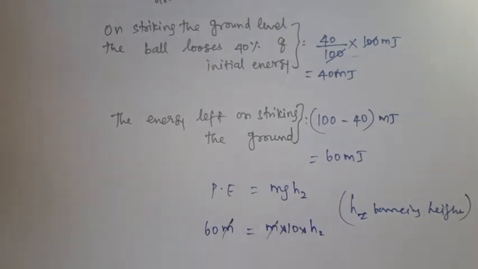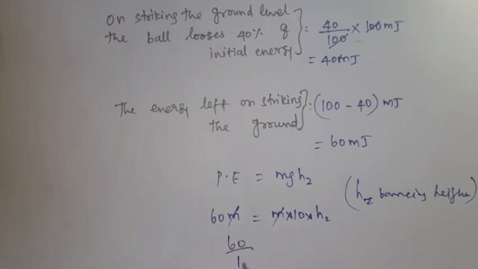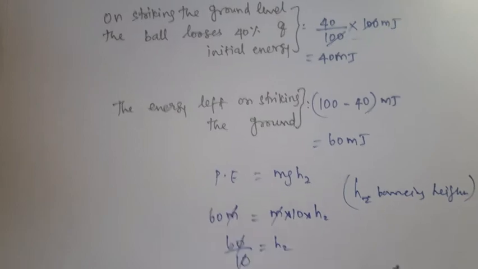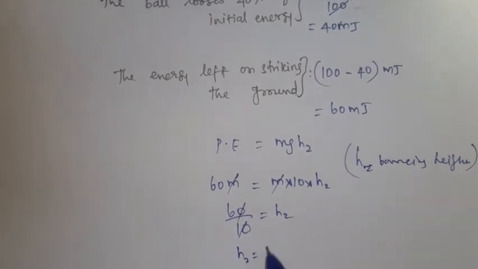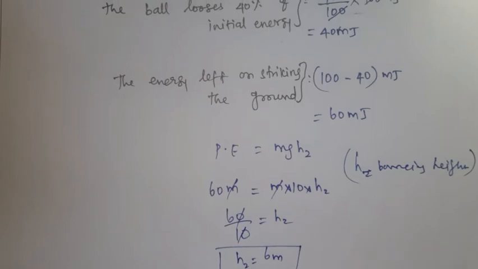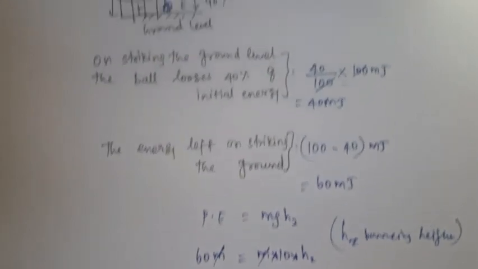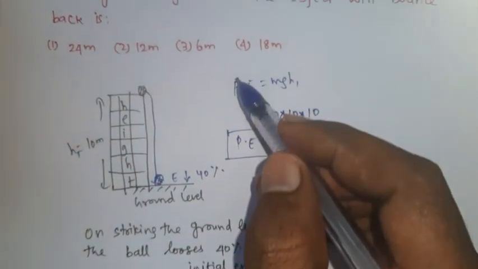Here the mass is cancelled. Now 60 by 10, this 10 came here, h2, the 0 is cancelled. Now h2 is equal to 6 meter. So that object will bounce back about 6 meter from the ground. So according to this, the correct option is the third one.